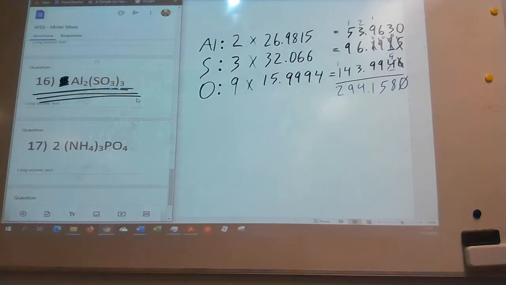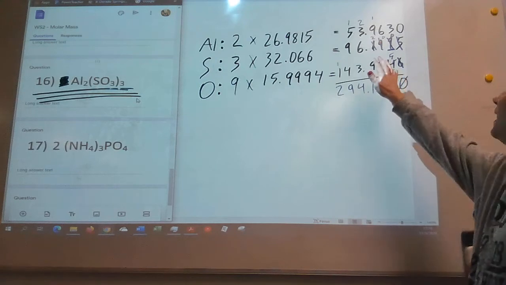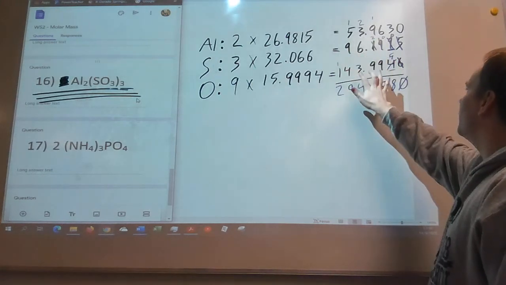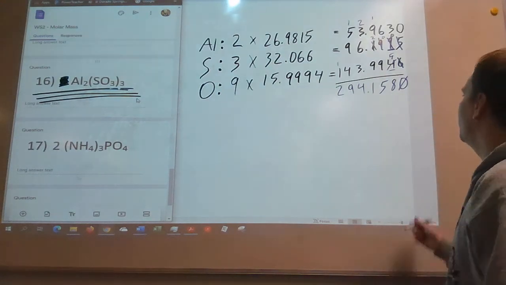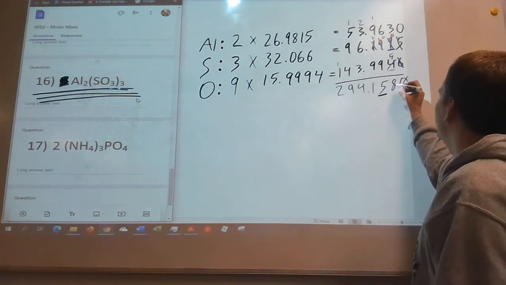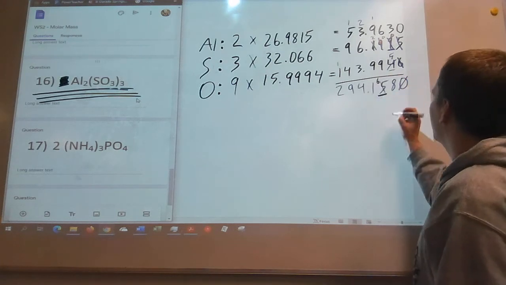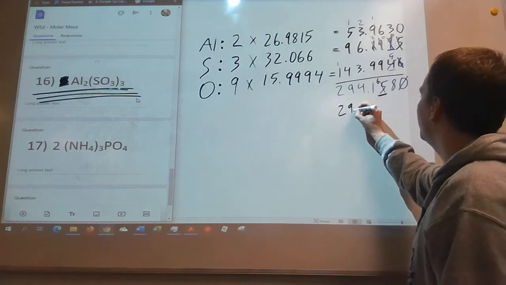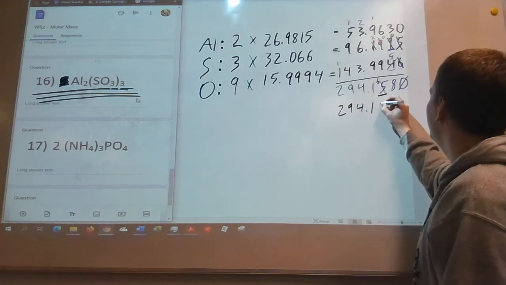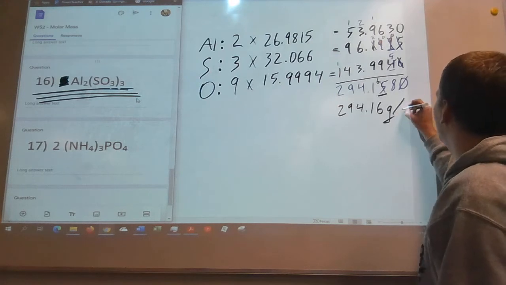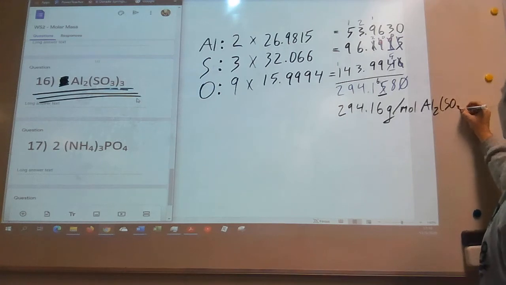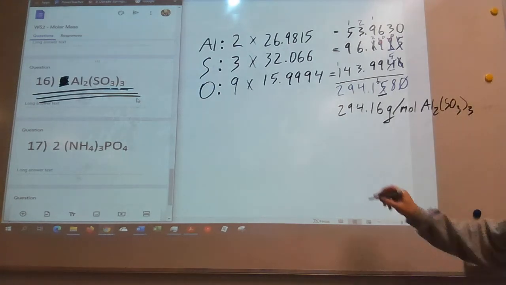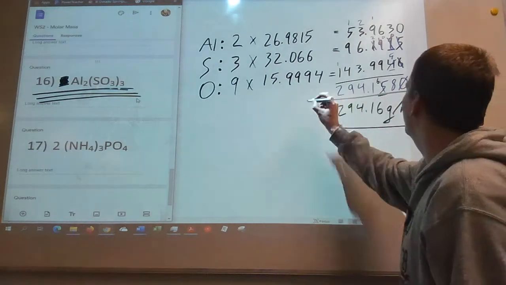Okay, so we've got the same issue again. We had a 6-digit, a 5-digit, and a 6-digit. So our answer can only have 5 digits. So the 5th digit is this one. So the 8 makes this become a 6. So we have 294.16 grams per mole of Al2(SO3)3. So this would be the answer.